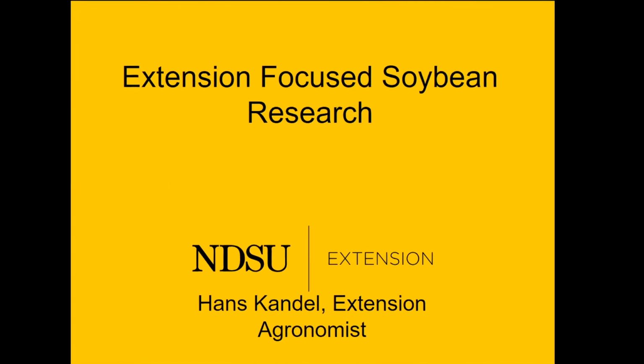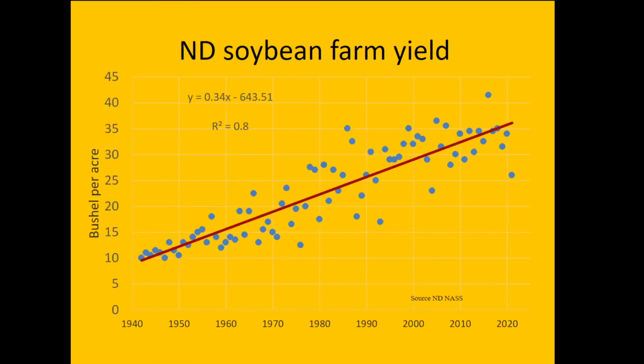And I'm going to talk a little bit about extension focused research. As we are thinking about the number that Kandel already was mentioning about the soybean yield, I'm presenting here the soybean yield on the left in bushels per acre. And then we look at the bottom of the years that soybean has been growing in North Dakota. These are average yields. And as you can look here at the formula, you can see that the formula indicates that we have had an 0.3 bushel per acre increase.